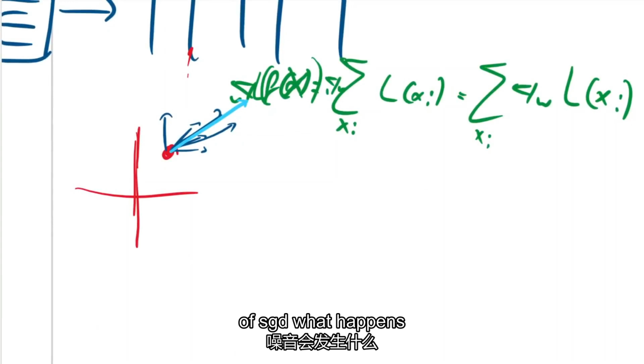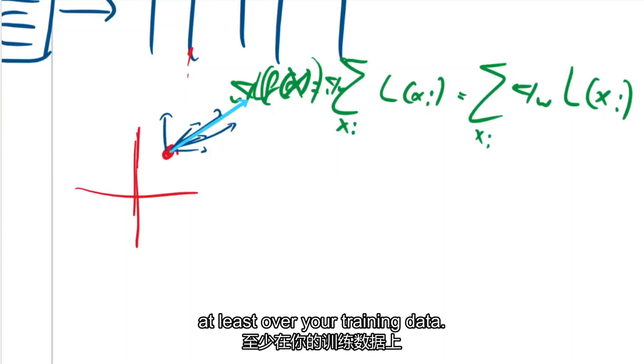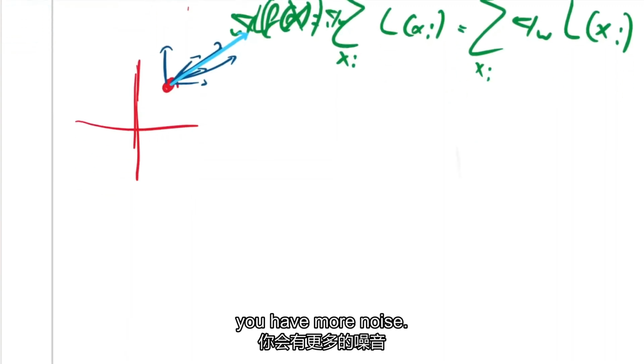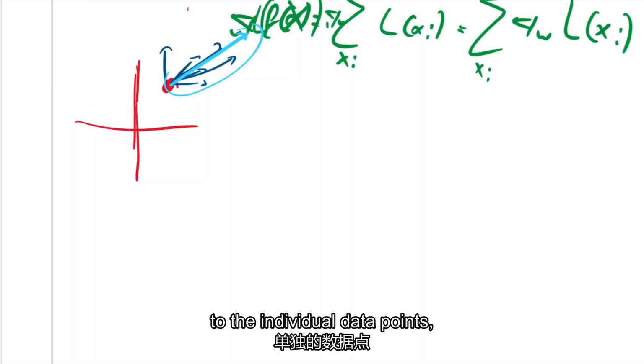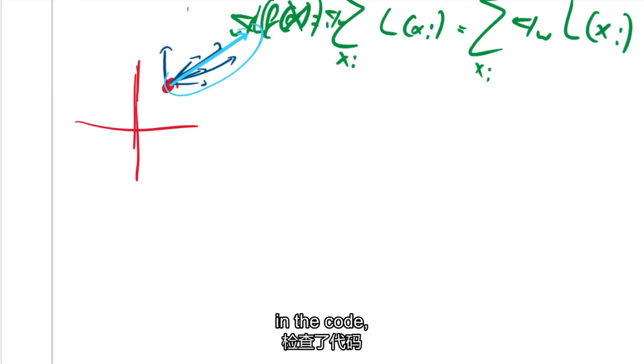That's the point of SGD. What happens to noise if you average it over a bunch of IID samples? It gets smaller in relation to the signal, right? If you input the whole data set, you have no noise. You have a perfect gradient, at least over your training data. As you make the batch smaller and smaller, you have more noise. So if you clip on the final gradient as opposed to the individual data points, and I've checked in the code, they first do the sum or the average, then they do the clipping.